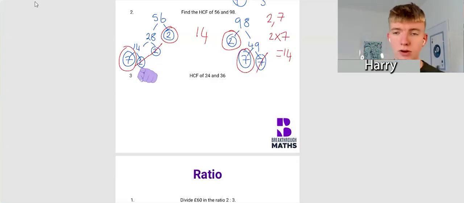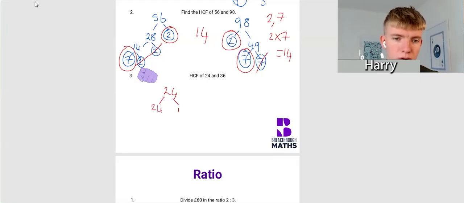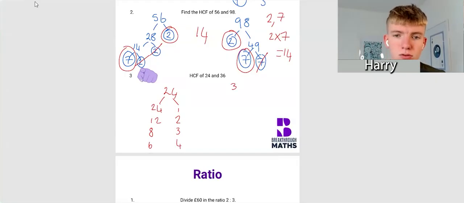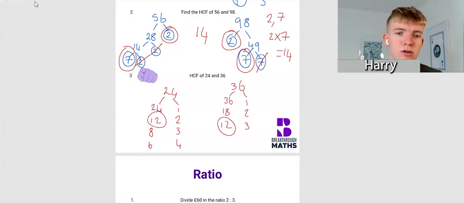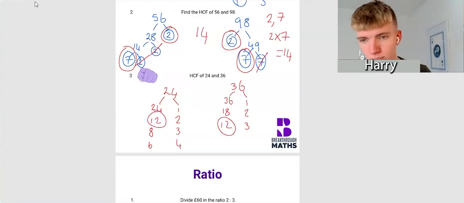Okay. So hopefully that wasn't too bad once again. Highest common factor of 24 and 36. So let's write these out. I'm going to use our first method because we don't need to use the Venn diagram one here. We've got 24 and 1, 12, 2, 8, 3, 6, 4. And I think that is it. And then for 36, we've got 36, 1, 18, 2, 12, and 3. And there we are. We see 12 appear twice, and therefore it is our highest common factor.